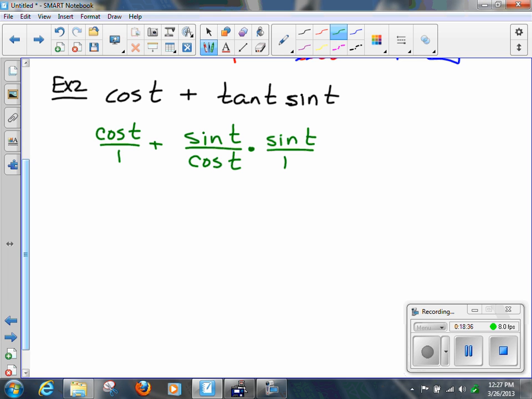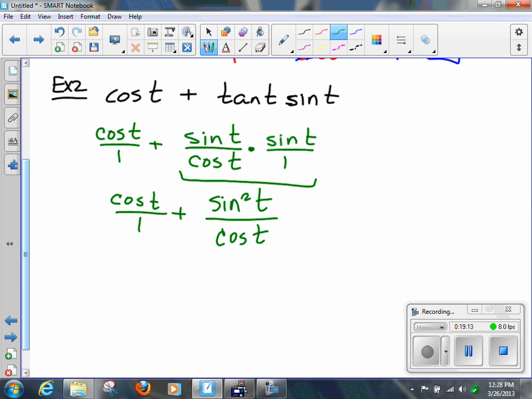Okay. Now, look where we're headed. We have to follow order of operations. What's the next step? Following order of operations, am I going to add these two fractions or am I going to multiply these two at the end? Multiply. All right, so let's take care of that. We've got cosine t over 1 plus what? What's my numerator? What's sine t times sine t? Sine squared t over cosine t, right? Cosine times 1 is cosine. Y'all with me? Now what?